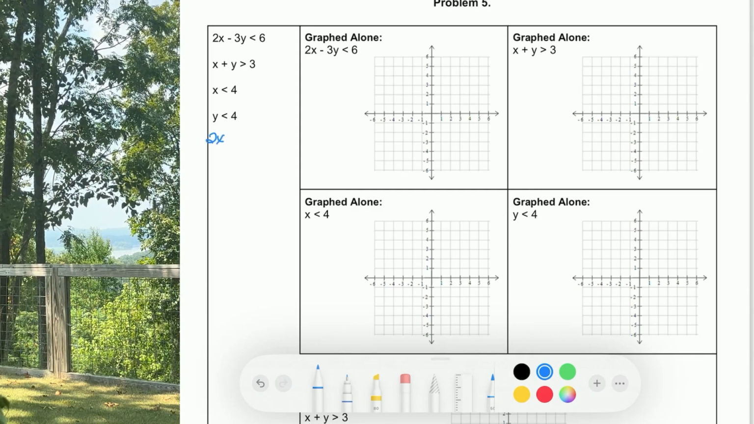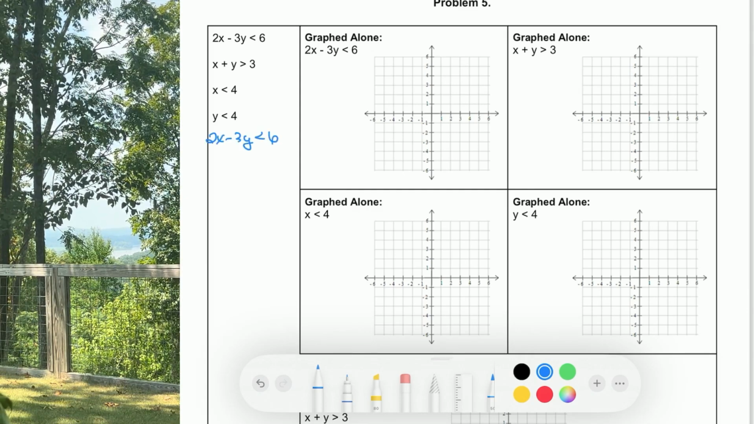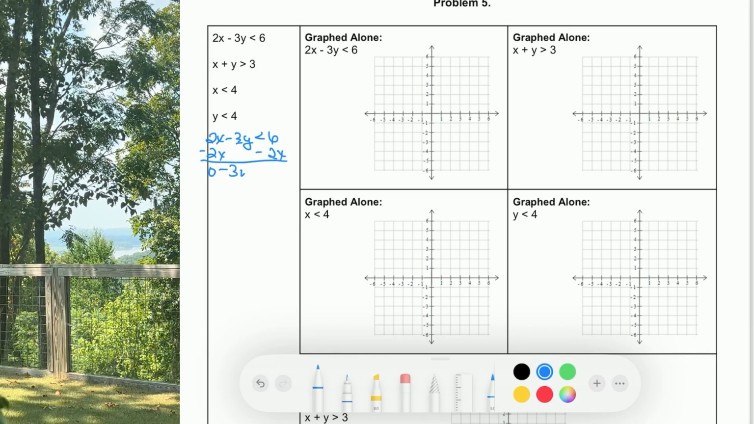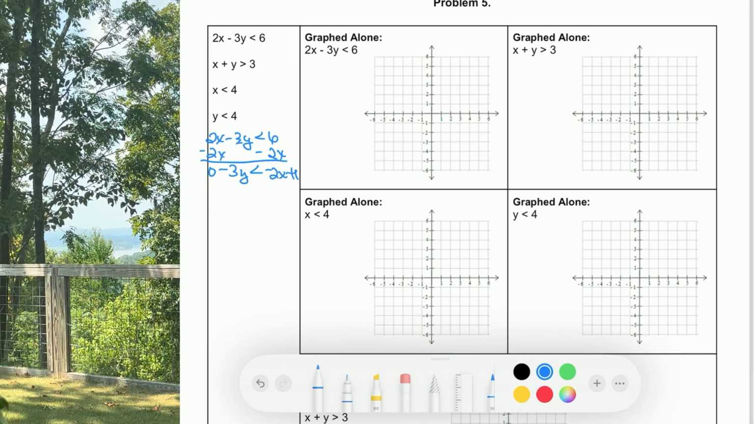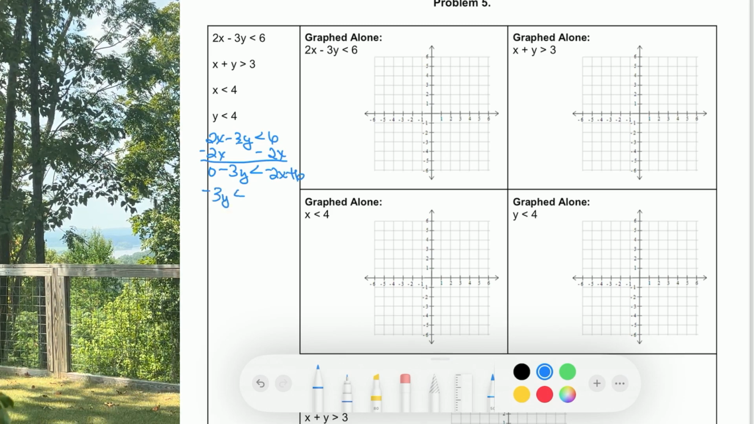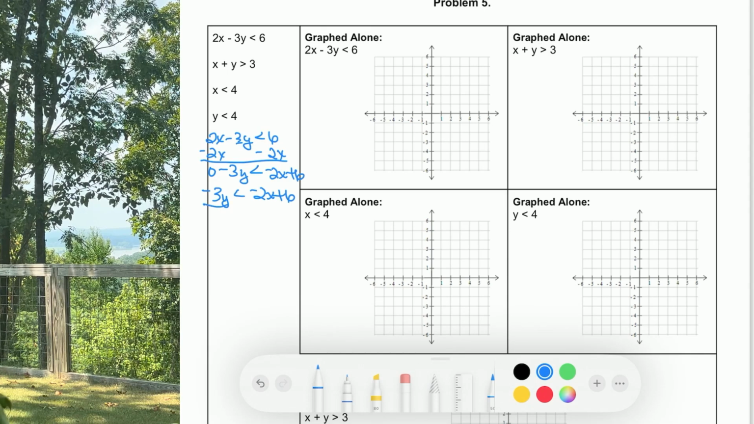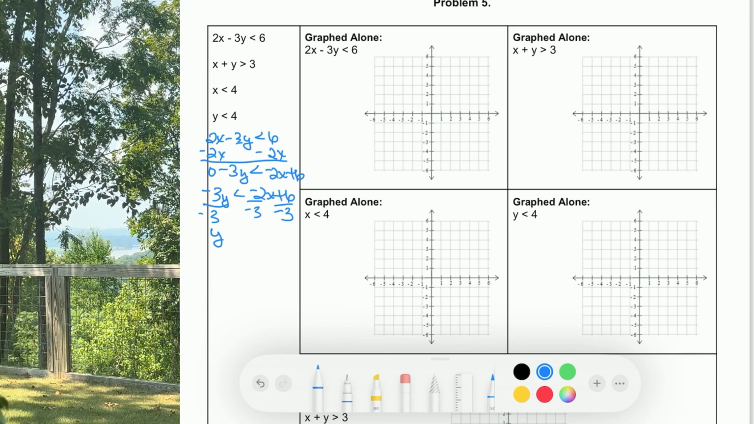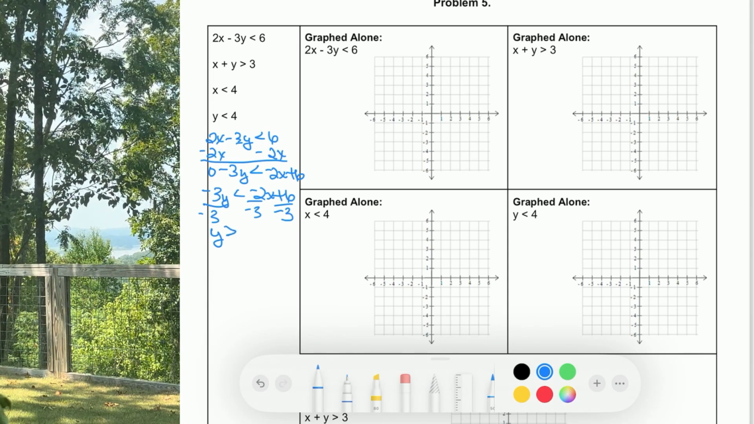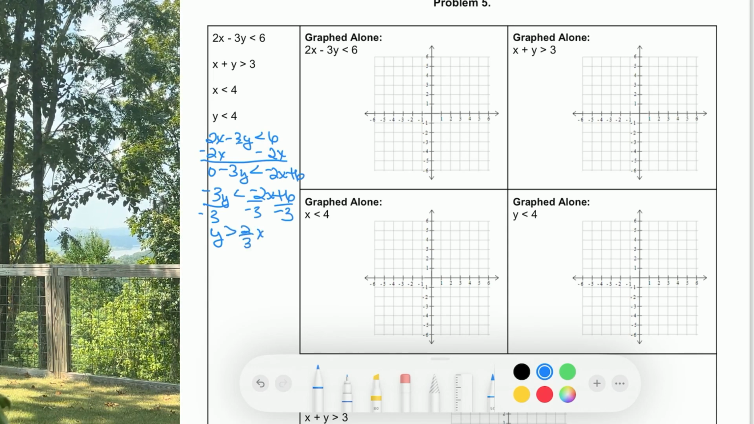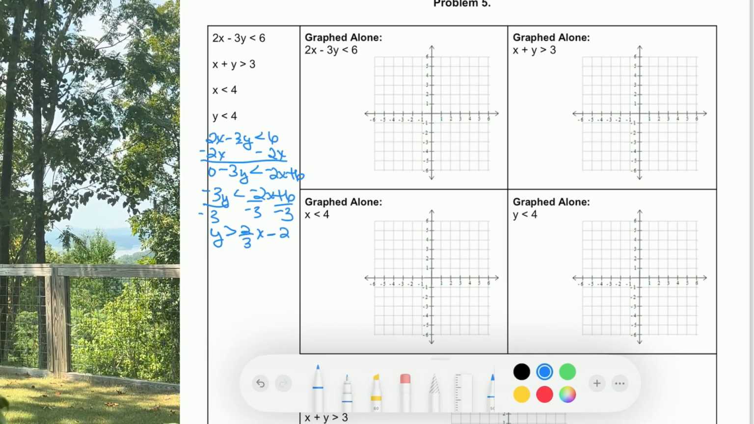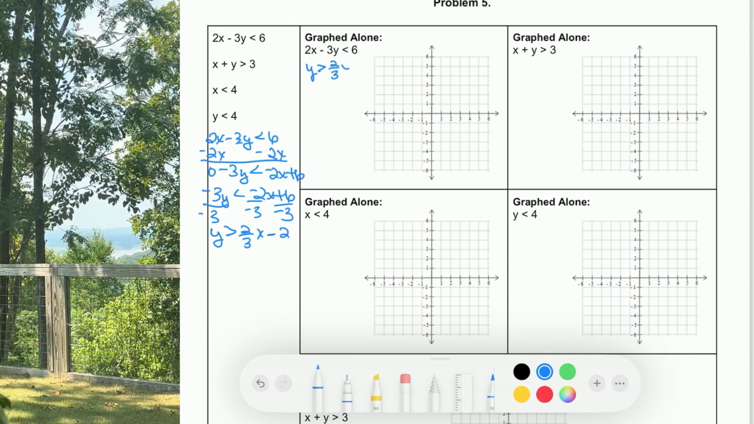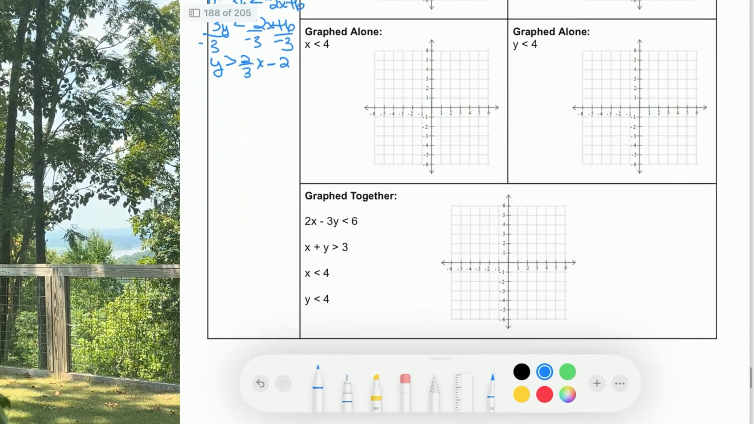That 2x minus 3y is less than 6. Subtract 2x from both sides. I get 0 minus 3y is less than negative 2x plus 6. Rewrite that. Divide everything by negative 3. End up with y is, I'm going to flip my inequality because it's a negative number, becomes greater than 2/3 x. 6 divided by negative 3 is a negative 2. Now I'm going to write that over here so we have it for graphing. I'm also going to come down here and write it here.